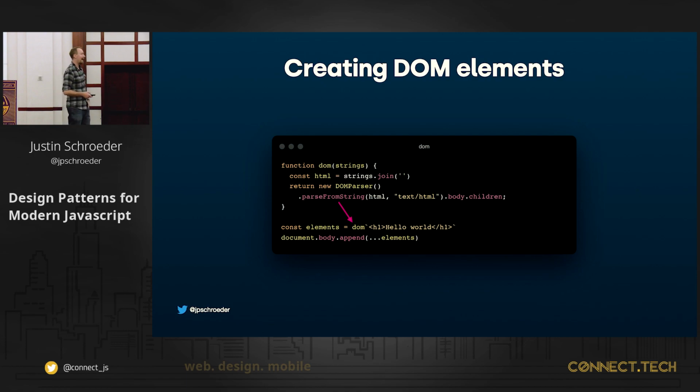Okay, so I've got a tag here called DOM, and DOM just takes my value that's passed in here. It then takes all of them, joins them together, throws it into this DOMParser, parses it back out, and returns the body's children. Now, if you're not familiar with DOMParser, don't worry about it. It's just a way to turn strings into DOM elements. But the end result here is it returns nice, fresh, clean DOM elements for me, and I can just append those to the body.